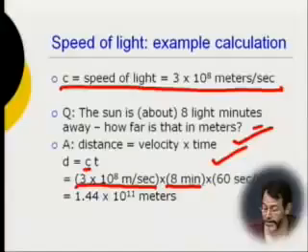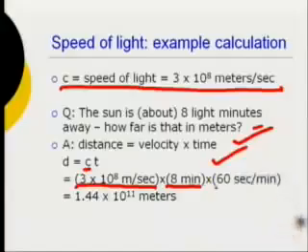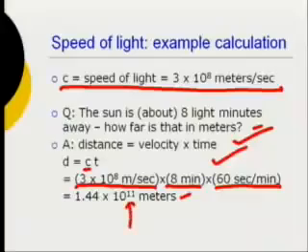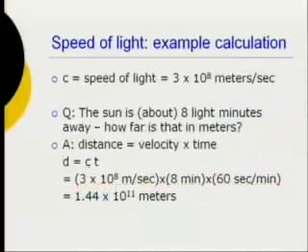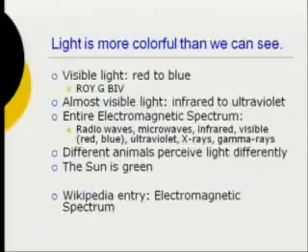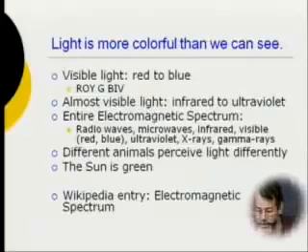This is the time in minutes, but minutes and seconds don't match. So we have to convert minutes to seconds by this multiplier. And we find out that the sun is 1.44 times 10 to the 11th meters away. This is 10 raised to the 11th power, which means 1 followed by 11 zeros. This is exponentiation. If you're not aware of that, look that up. I'll speed up. We're running a little slow here.